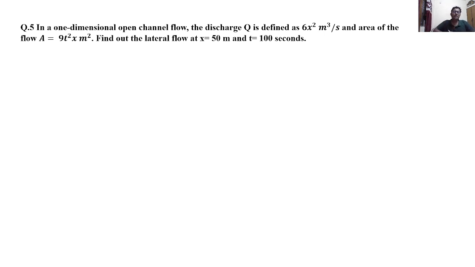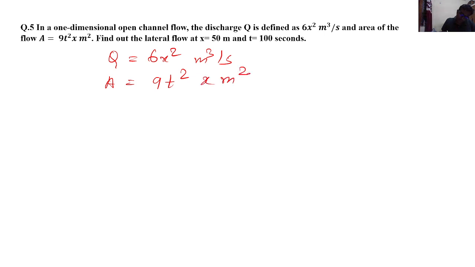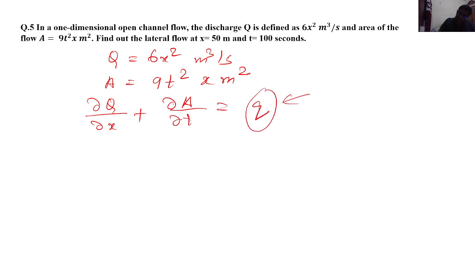Now the next question: in a one-dimensional open channel flow, the discharge Q is defined as 6x square meter cube per second, and the area of flow A is equal to 9t square x meter square. Find out the lateral flow at x equal to 50 meter and t equal to 100 seconds. We remember that the continuity equation, the conservation form, looked like this: del Q by del x plus del A by del t is equal to small q, that is, q is the lateral flow.